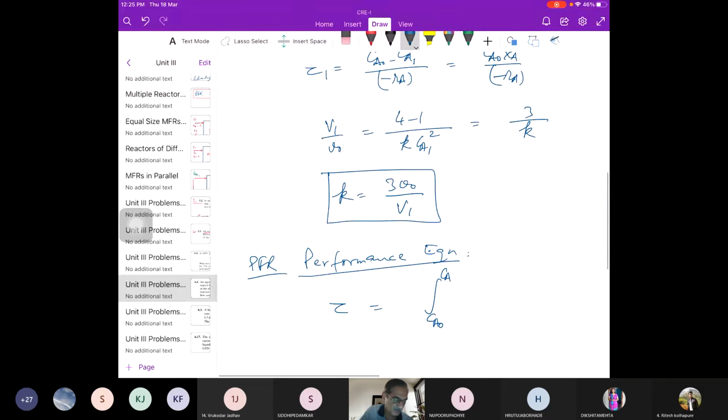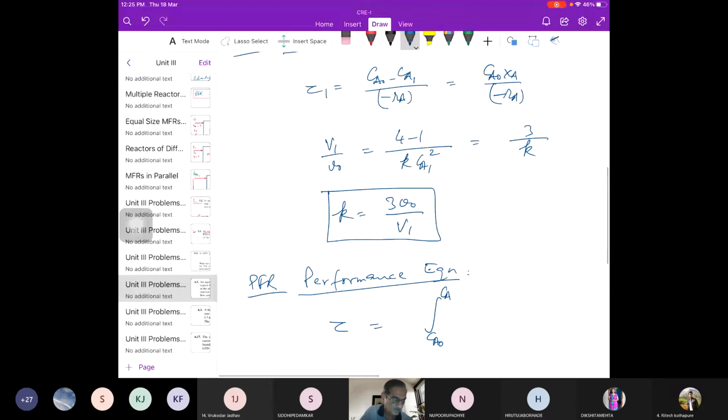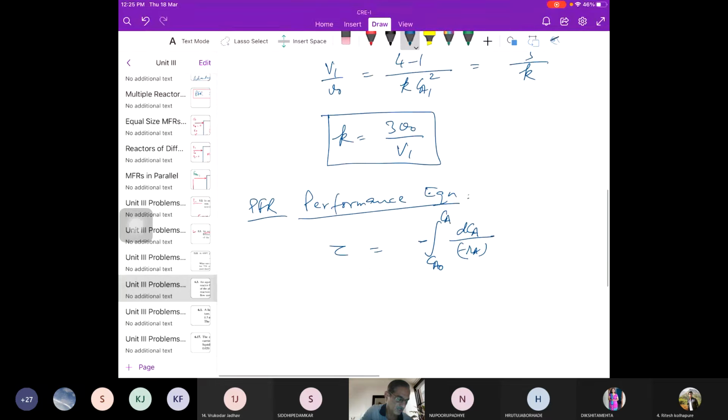तो ये हो जाएगा CA0 to CA. क्या हो जाएगा इंटीग्रल में? क्या आएगा? C0 minus CA upon K into CA. नहीं, dCA. Integral is always dCA and minus. इक्वेशन आपको याद रहना चाहिए.